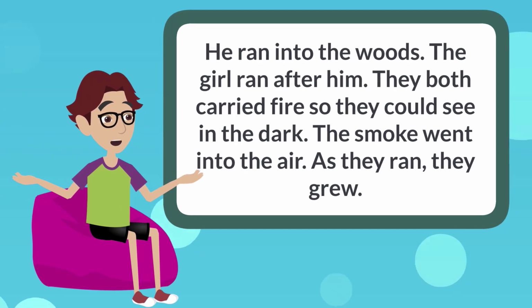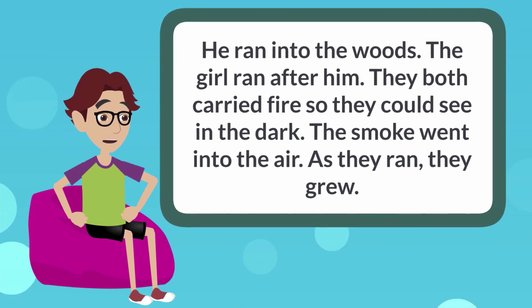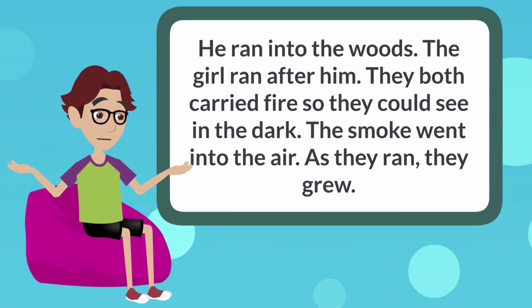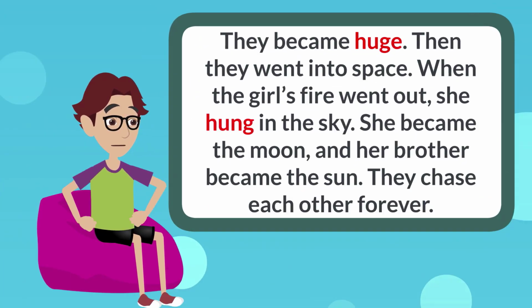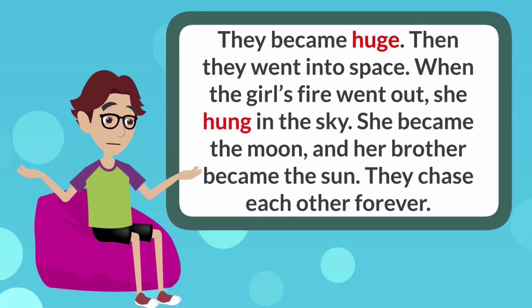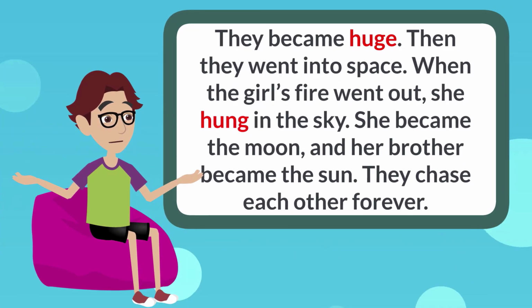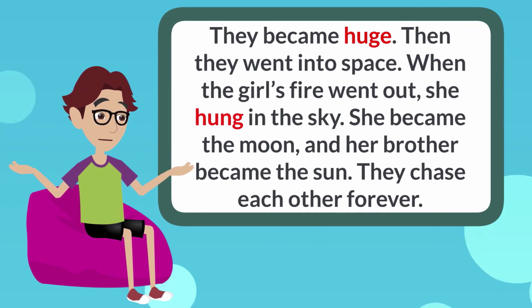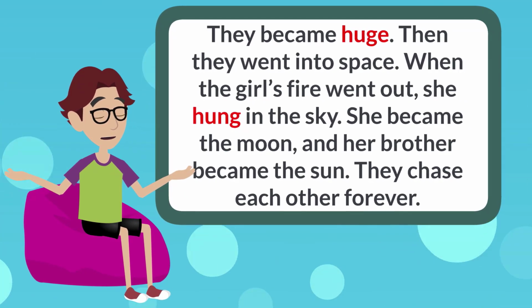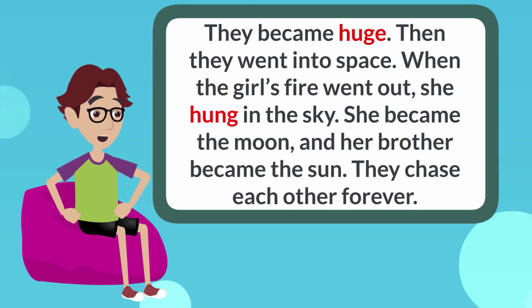The girl ran after him. They both carried fire so they could see in the dark. The smoke went into the air. As they ran, they grew. They became huge. Then they went into space. When the girl's fire went out, she hung in the sky. She became the moon, and her brother became the sun. They chase each other forever.